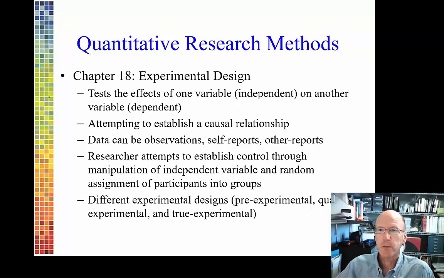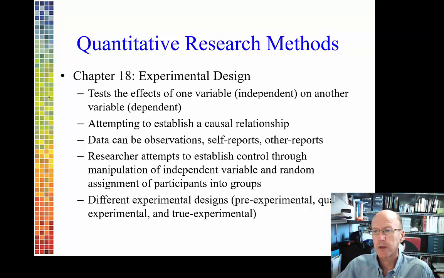The other thing that comes up in the issue of experimental design is that the researcher is attempting to establish control through manipulating the independent variable and randomly assigning participants into groups. So manipulating the independent variable is, you might be familiar with pharmaceutical research where some participants might receive the actual drug and other participants receive a placebo. So that's the researcher's manipulation of that independent variable.